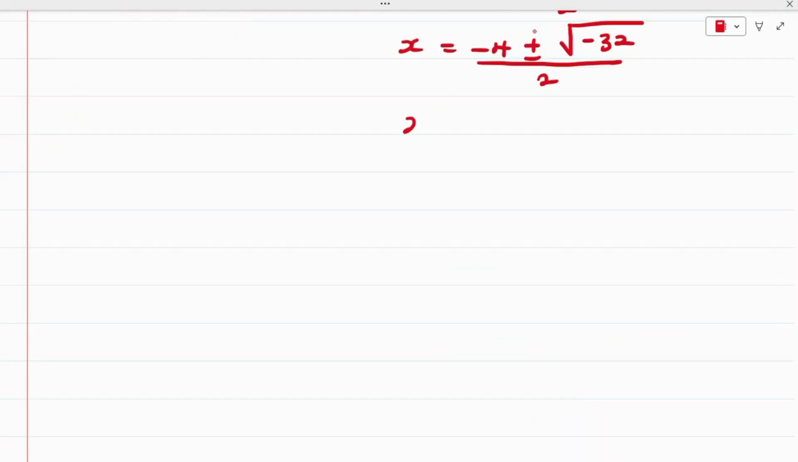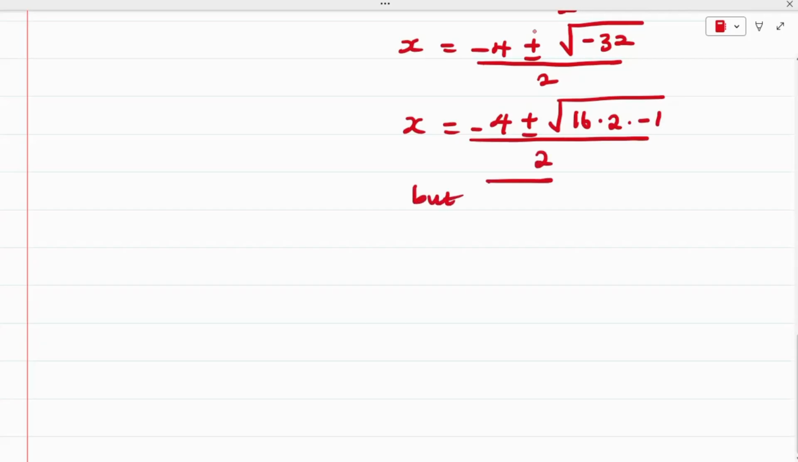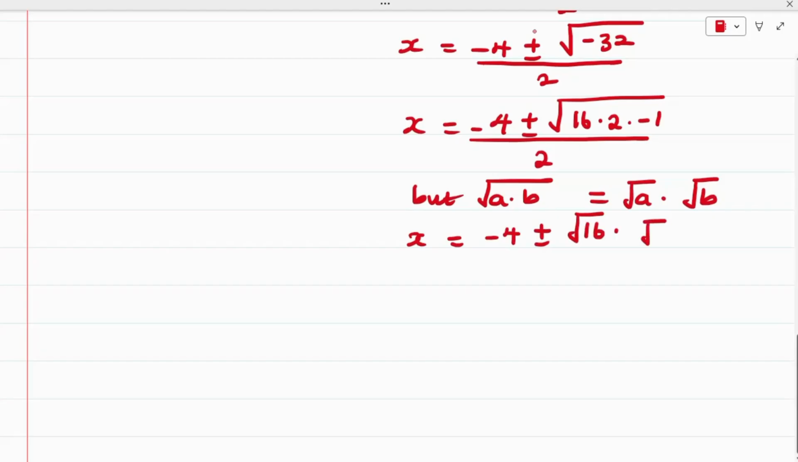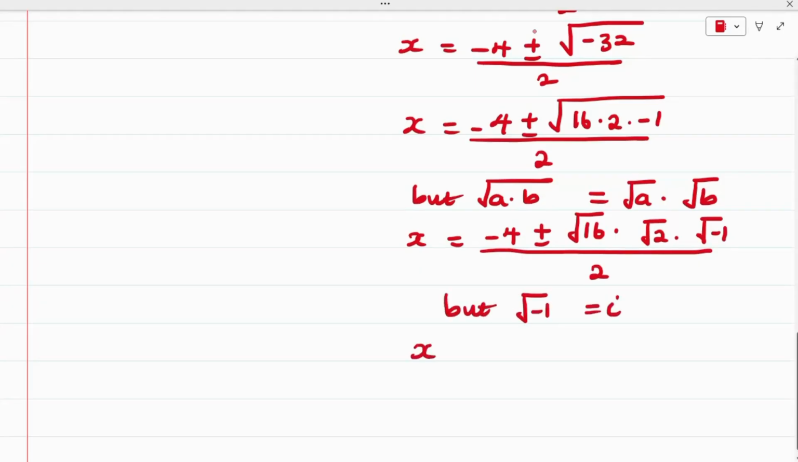So we have x is equal to minus 4 plus or minus the square root of, now minus 32 can be expressed as 16 multiplied by 2 multiplied by negative 1, divided by 2. But we know that the square root of a multiply b is equal to the square root of a multiply the square root of b. So we have that x is equal to minus 4 plus or minus the square root of 16 multiply the square root of 2 multiply the square root of negative 1, divided by 2, but the square root of negative 1 is equal to i. So x is equal to minus 4 plus or minus the square root of 16, which is 4, multiply the root of 2, and the square root of negative 1 is i, divided by 2.